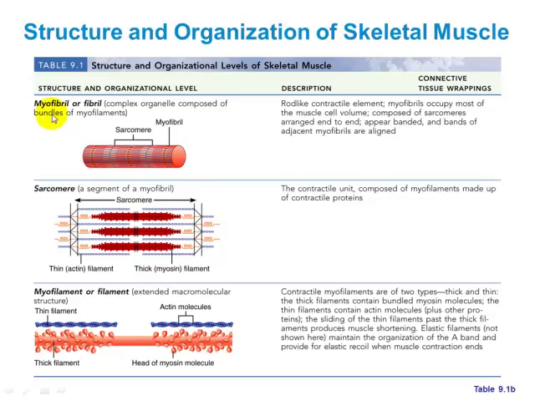If we focus in on that myofibril, we'll see that it is composed of bundles of myofilaments. The myofilaments we previously defined as the proteins that are involved in contraction. We said actin and myosin. A myofibril is made of repeating units that we call sarcomeres. This sarcomere is a segment of a myofibril. Very, very important: this is where we're actually going to see contraction occurring.